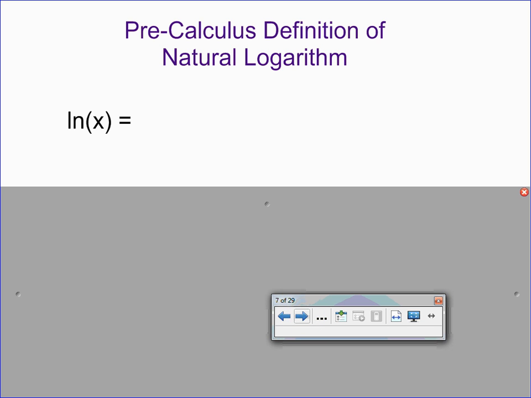Today, we're going to get the Fundamental Theorem of Calculus Part 2. Then we're going to develop the calculus definition of natural log. And so before we set up and break into our groups, I want to go ahead and point out our pre-calculus definition of natural logarithm.